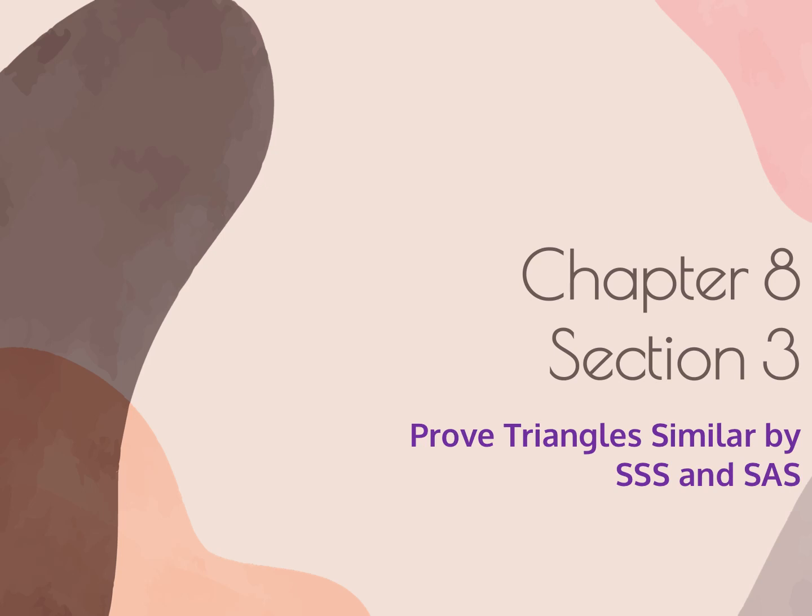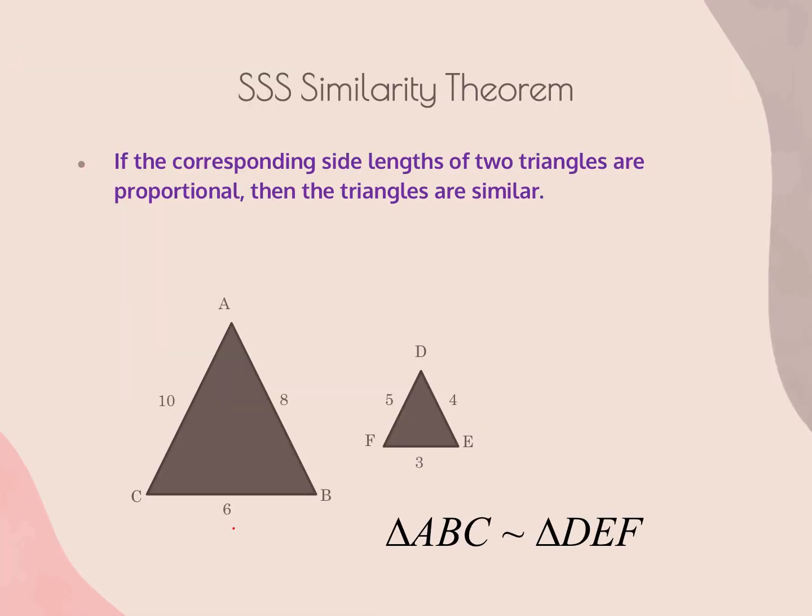So today we're going to cover Chapter 8, Section 3, and we're going to learn how to prove triangles similar by SSS, which stands for side, side, side, and SAS, which stands for side, angle, side. So the first theorem is called side, side, side, or SSS, similarity theorem. If the corresponding side lengths of two triangles are proportional, then the triangles are similar.